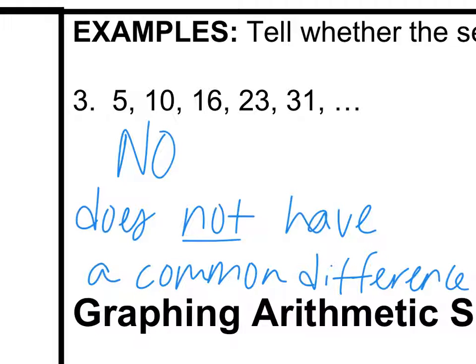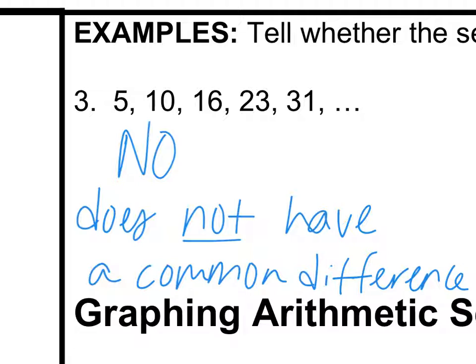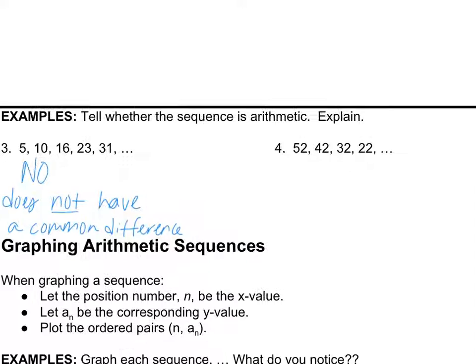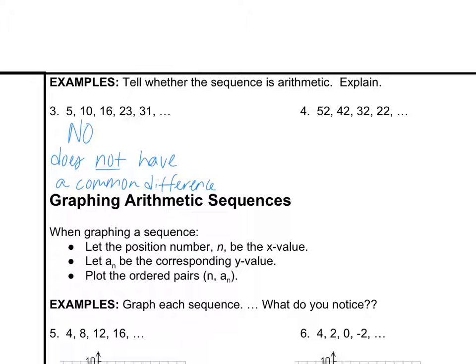Aaliyah, how about number 4? Is that an arithmetic sequence? Yes, because it subtracts 10 every time. Okay, so what does it have? What's the word I'm looking for? So it subtracts every time. What's it called if it adds or subtracts the same amount over and over? What's the word we used right before this? The last one was no because it did not have a common difference.